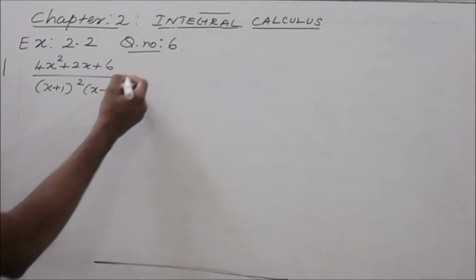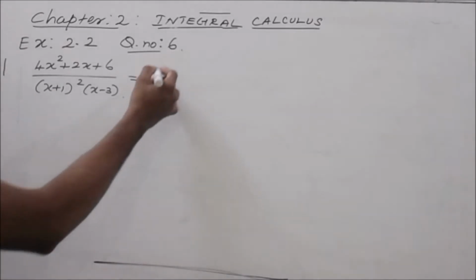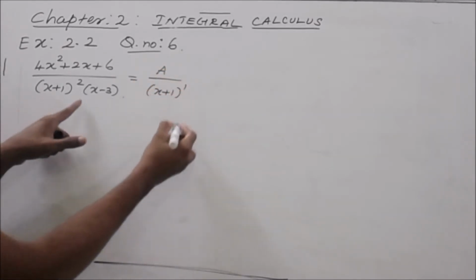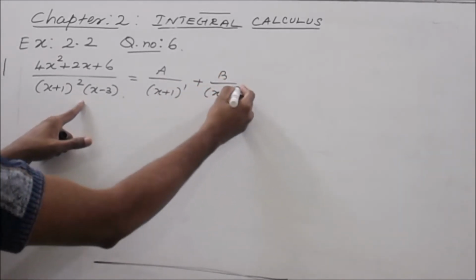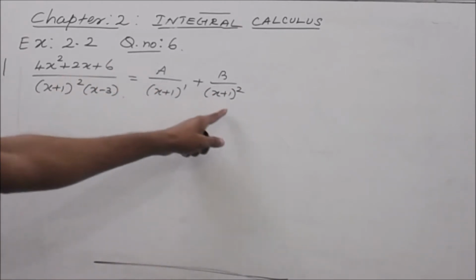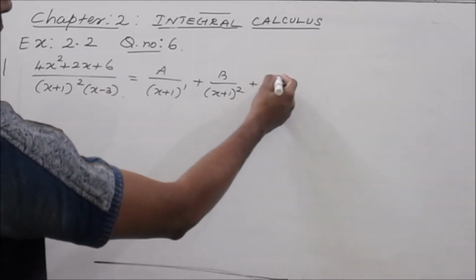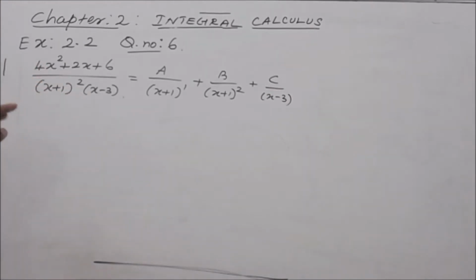That is equal to, we have three factors in the denominator. So A by (x + 1) plus B by (x + 1)². This x + 1 is a repeated factor, so (x + 1) power 1, then (x + 1) power 2 will be taken, and for the third factor we apply one more fraction, C by (x − 3). We can split the given entire fraction into three different fractions according to the factors in the denominator.